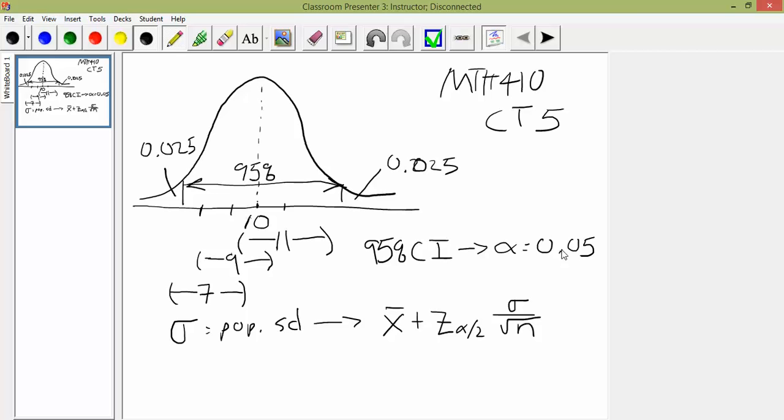And when we go to look up a z value, this is the picture we're looking up. We want 0.025 in each end, so we have to look up z alpha over 2.